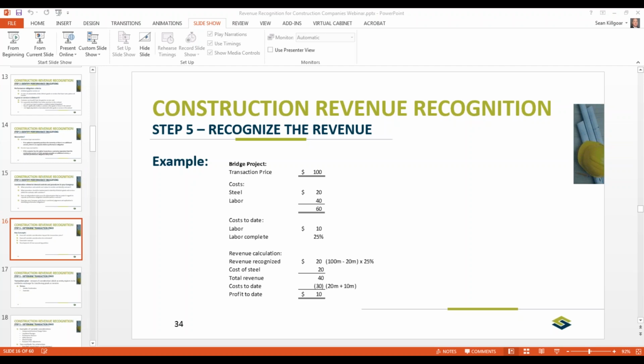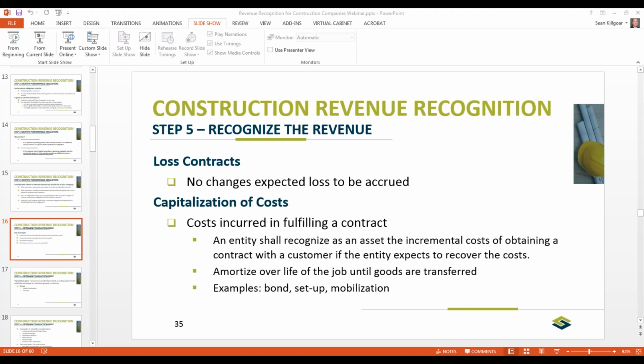Then what you're allowed to do is recognize the cost of the steel, but no profit. So you recognize $40 million in revenue, and then you have your $30 million in cost, which is the steel plus the labor. So your profit to date in this scenario would be $10 million. And again, these slides will be available so you can walk through the details of this calculation later. Loss contracts, there'll be no changes to how you're currently doing it.